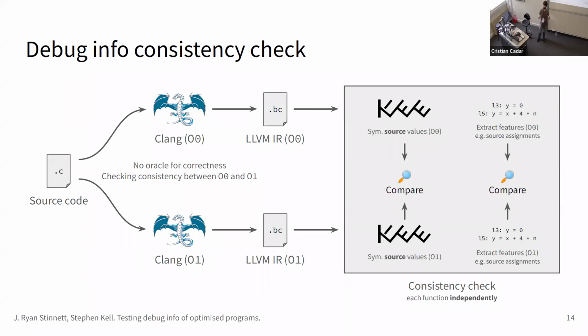So for each function independently, looking at a single function at a time, we collect the symbolic values as KLEE normally does when it runs through some code, but then lift those up to the source level so that they match the view that the programmer is typically working at. And then we also need to be able to relate these two programs together. So we'll extract certain features from the programs at the moment, namely the source assignments. So where the source variables are assigned in each program, and we can use those to relate the two programs together.